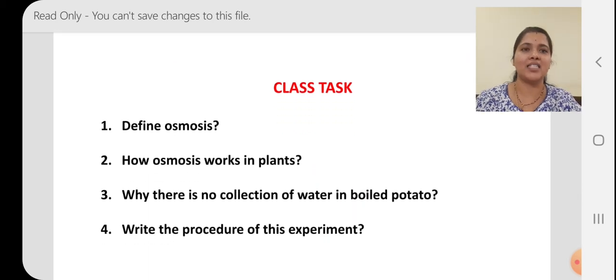It's time for class task. Define what is osmosis, how osmosis works in plants, why there is no collection of water in boiled potato, give the reason. Write the procedure of this experiment very neatly, point wise you write. Okay, I hope you all understood the experiment, you understood what is osmosis, you understood the whole class. You can write all these questions.